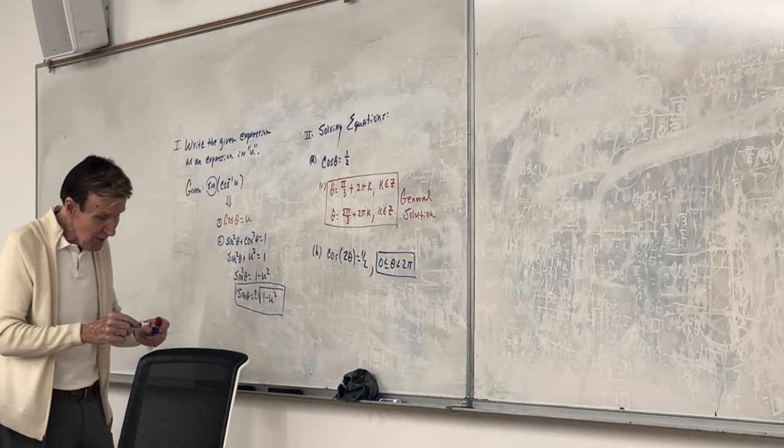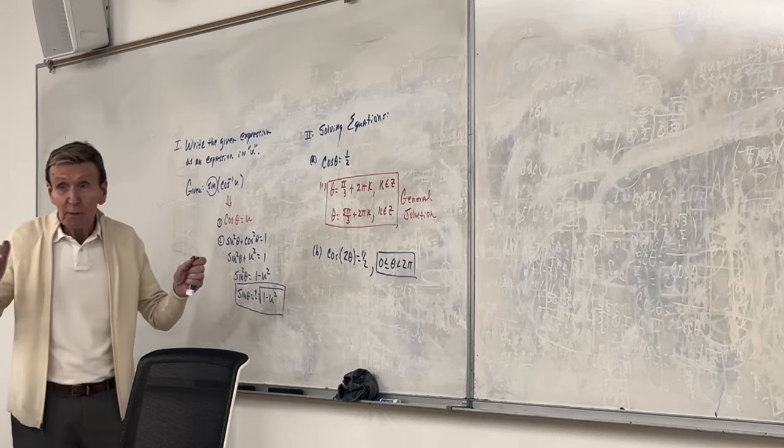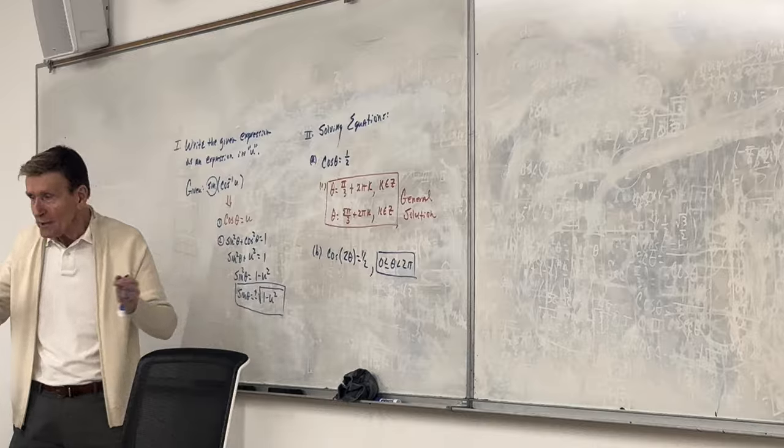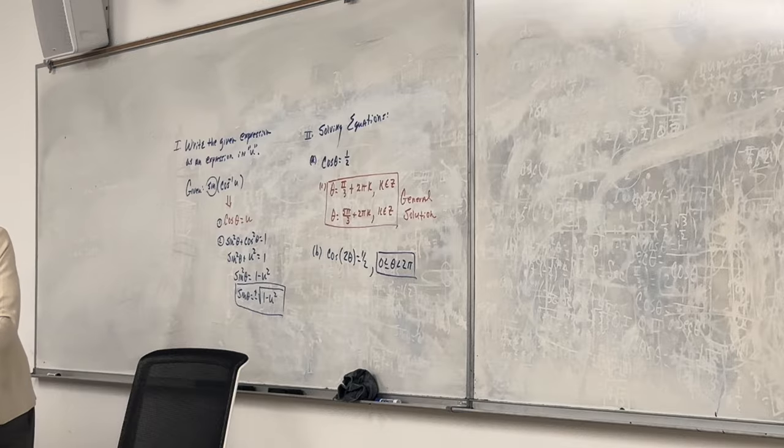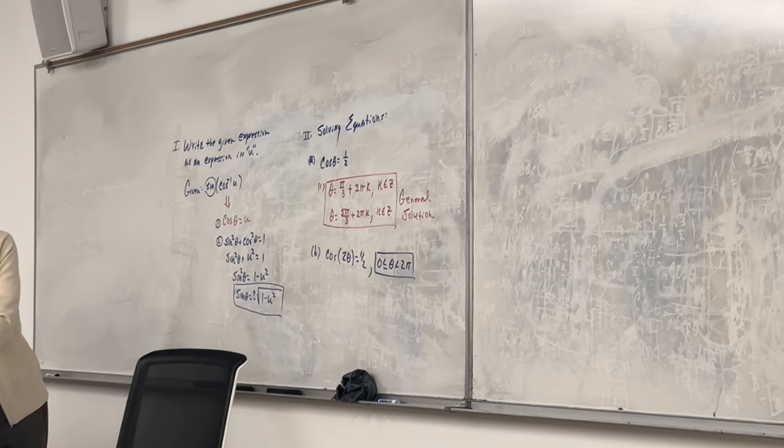First, guys, to solve it, give me some thought before I show you what to do. We've got cosine 2 theta is equal to 1/2, trying to solve for theta. Do we need to divide it by 2?